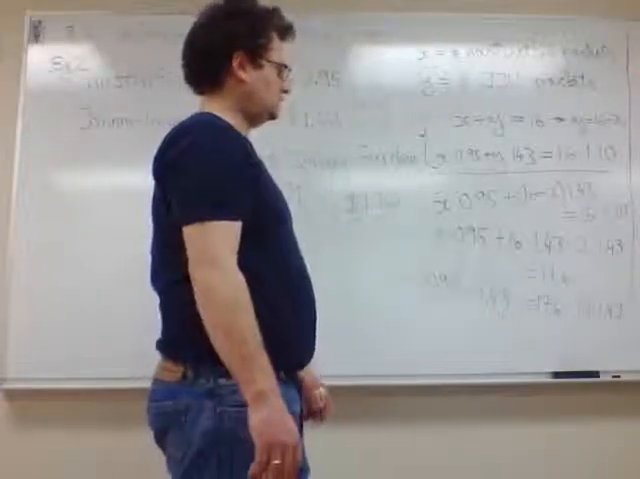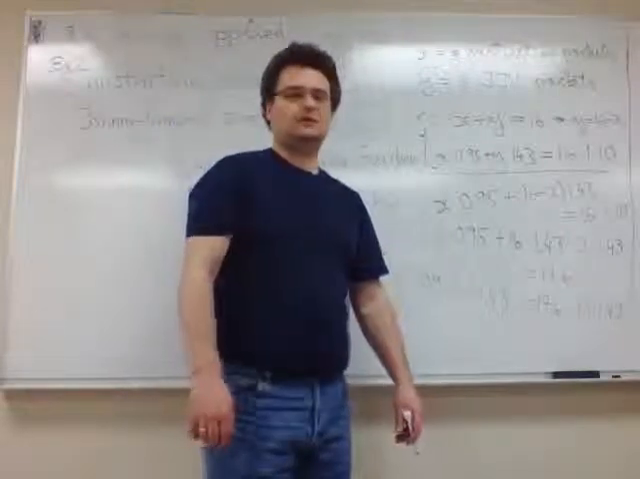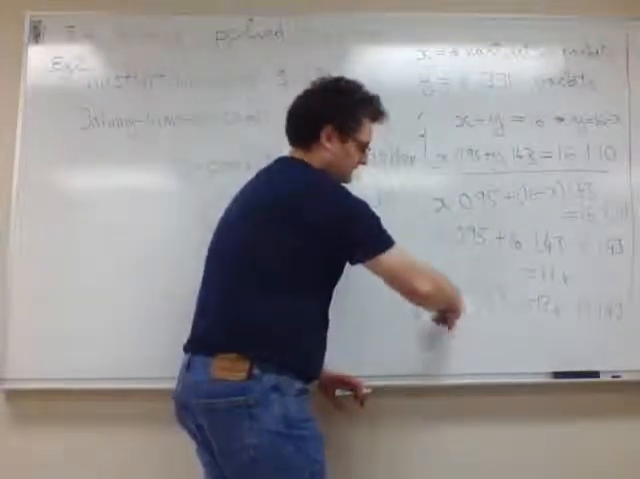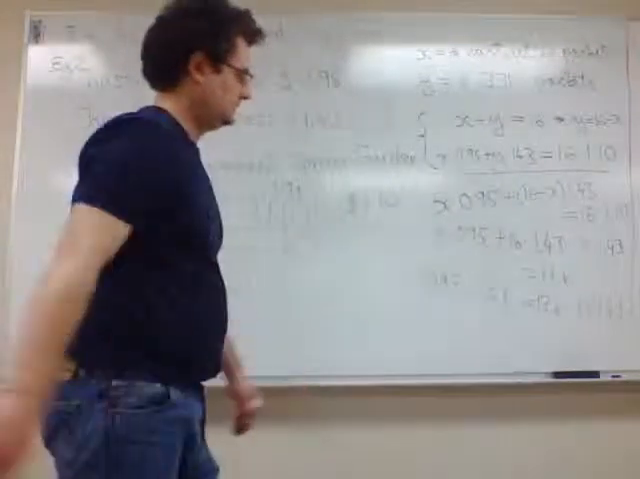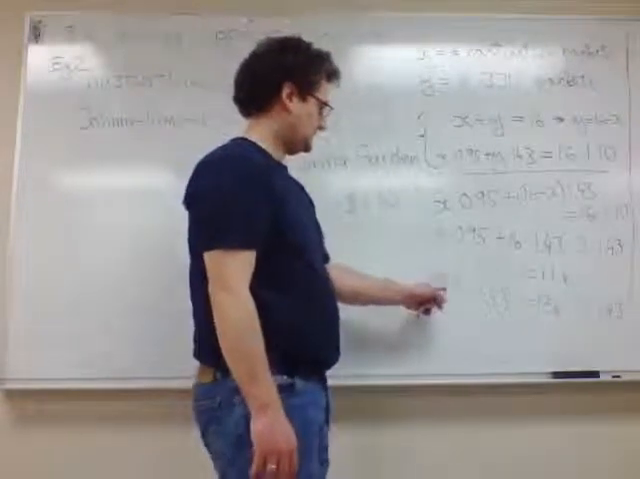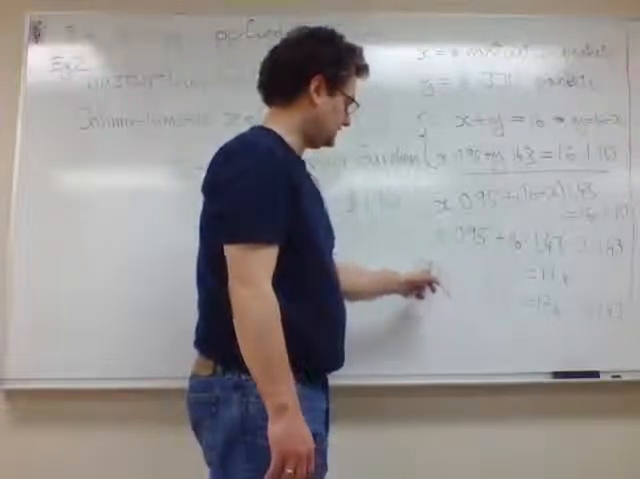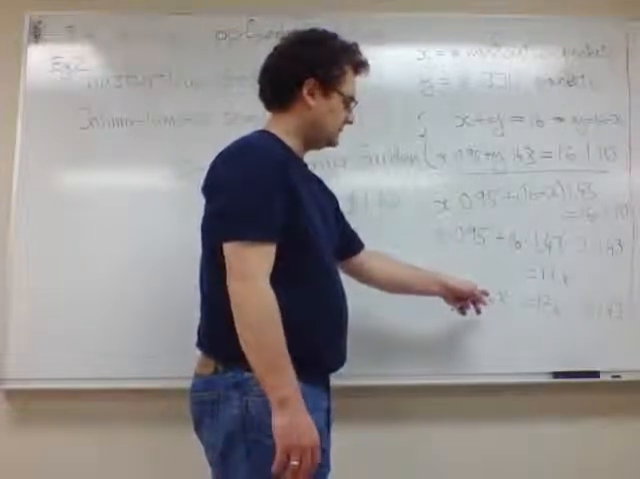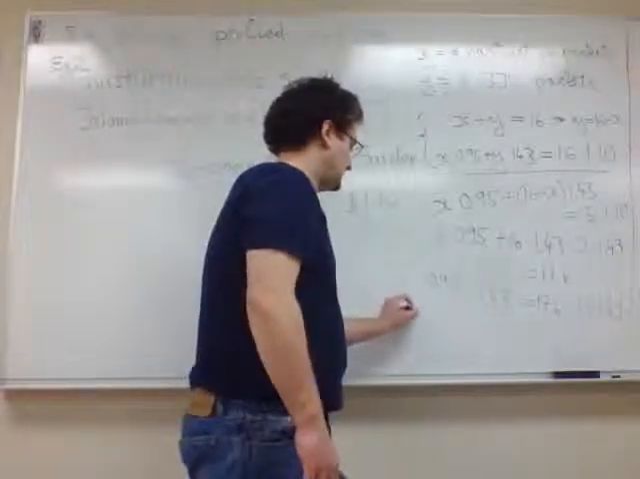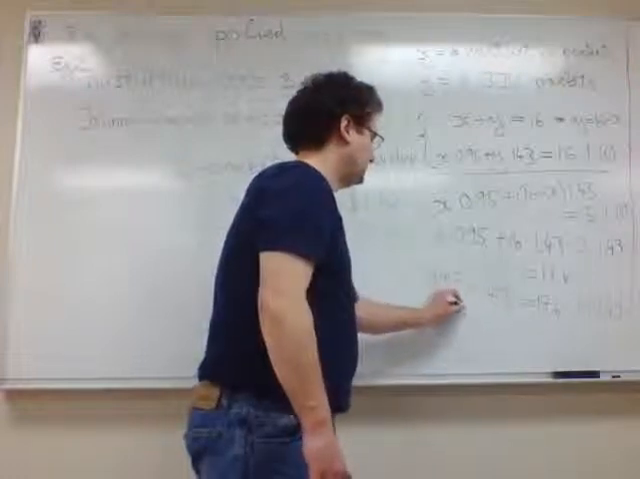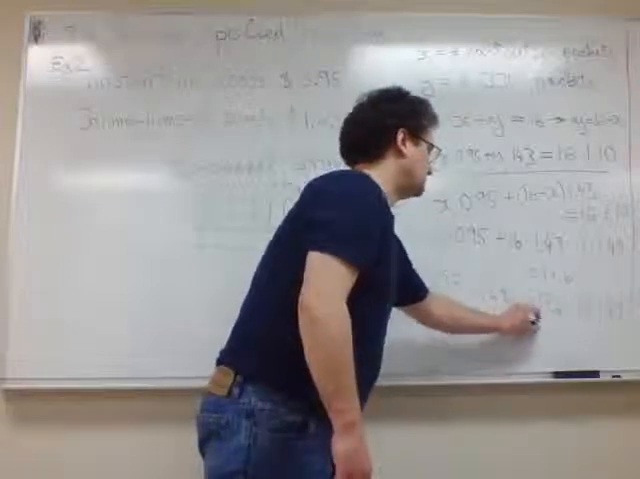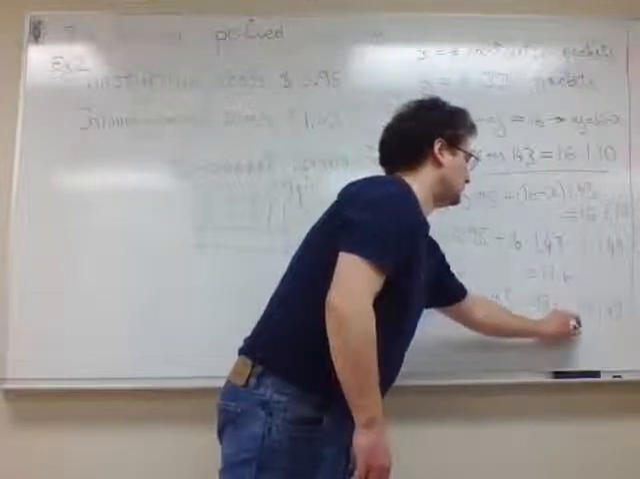Now to find what x is, I just need to divide by this quantity. But what is this quantity? Well, I need 0.95 minus 1.43, so this is negative 0.48. So I have that x times negative 0.48 is 17.6 minus 16 times 1.43.